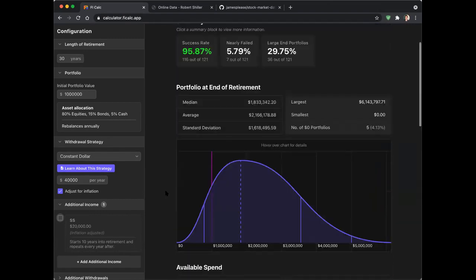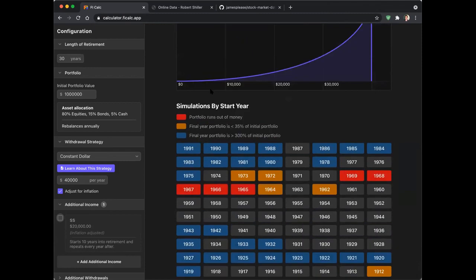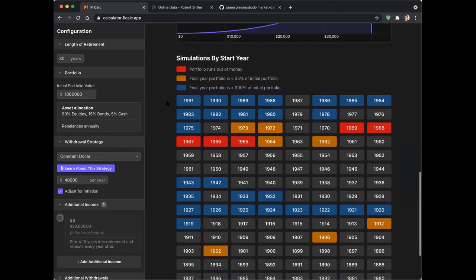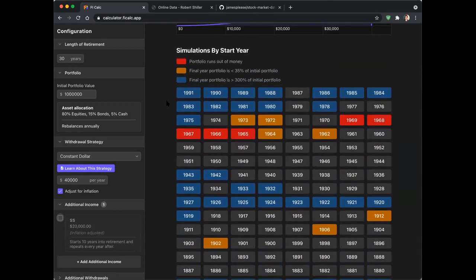Okay, cool. So I'll move on down to simulations by start year. This is another distinguishing feature that I wanted to include in FI Calc, which was the ability to really drill down into a particular year and see information about that year. So just at a high level, there are three color-coded values for each year.